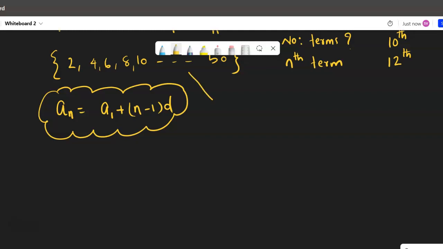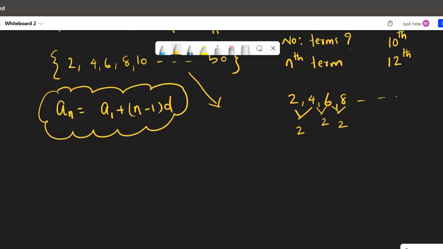For example, take this sequence 2, 4, 6, 8, 10, and so on. We can find the difference between 4 and 2, that is 2; 6 and 4, that is also 2; 8 and 6, that is 2. So the common difference is the same, and this is an arithmetic sequence.